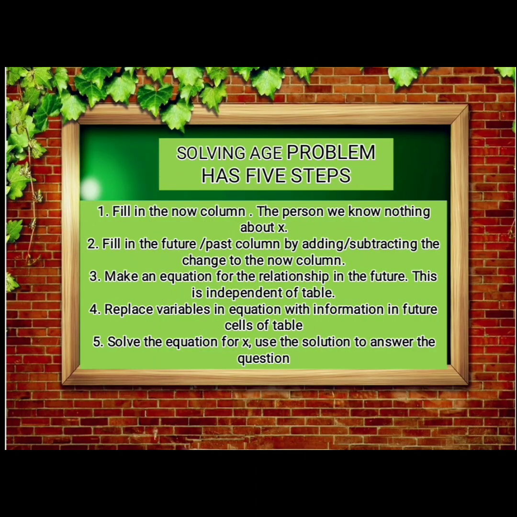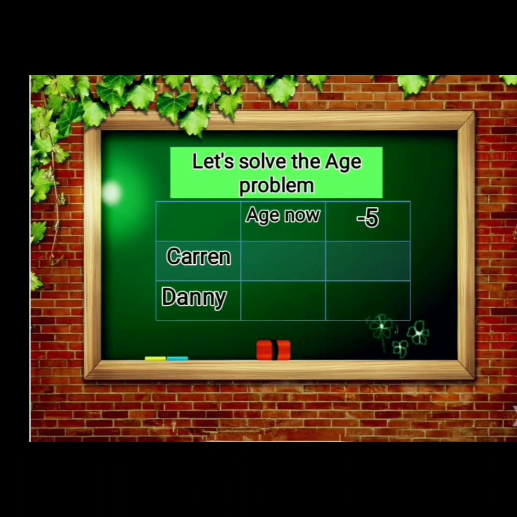So here is solving an age problem, which has 5 steps. Let's solve the age problem. We are using the previous example of the structure of the table when we are solving a linear equation age problem. So 5 years ago is -5 in the change column. We are talking about the past, so we use -5 in the change column.